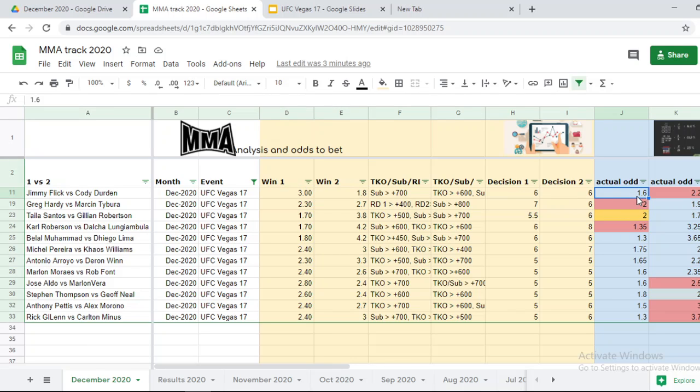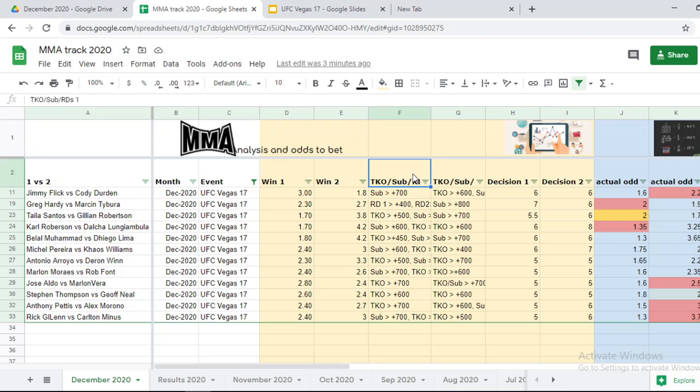And then in the actual odds, what happens? Jimmy Flick is at minus 150 and Cody Durden is at plus 120. So this is greater than this, so this is a bet that I'm going to be making. Let's keep it like this for now.